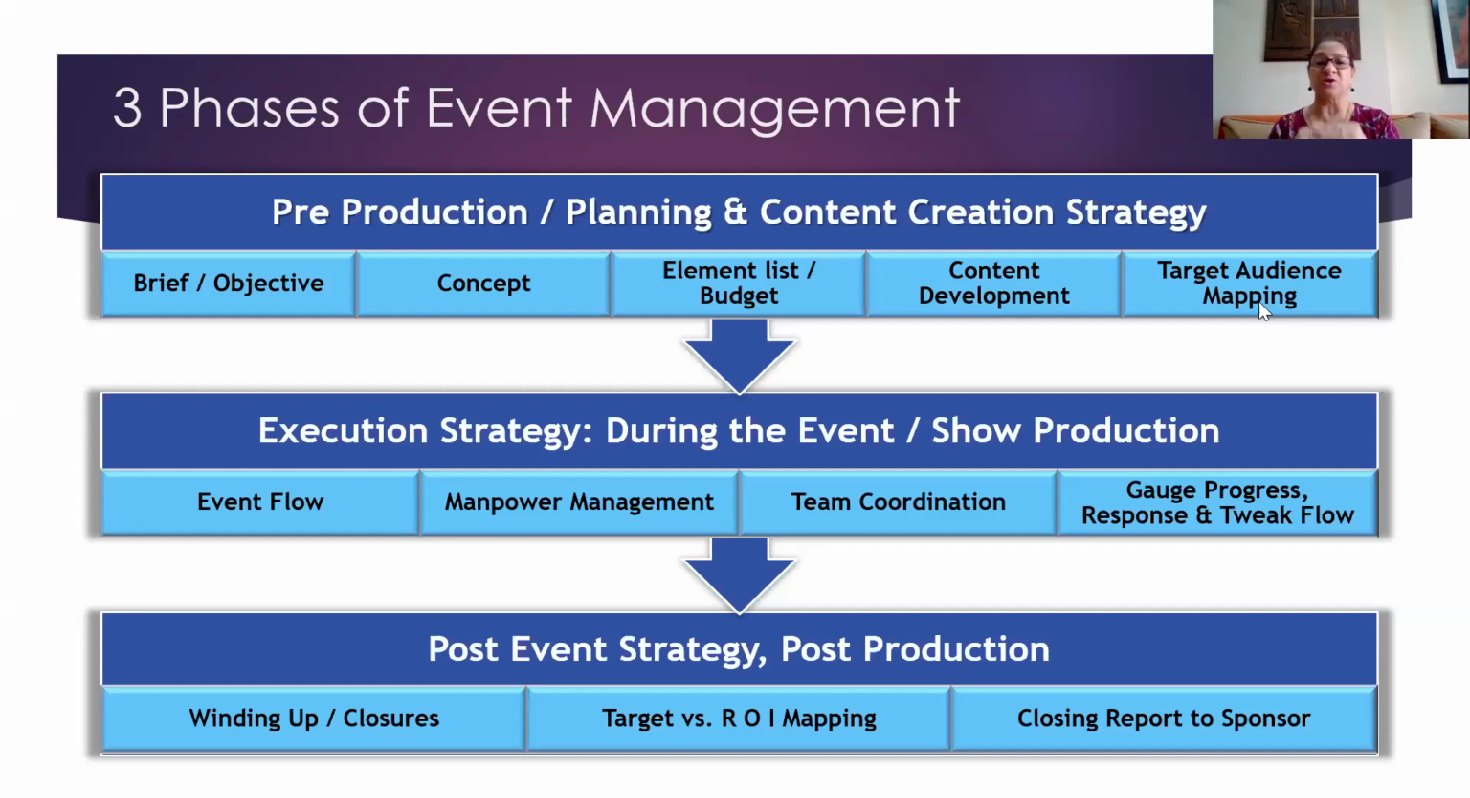This is the job of the project head, to put the whole team together and keep taking note of what each one is doing. Where are we stuck? Is there any problem? Is this not happening? If it's a ticketed event, are tickets selling or not selling? What is the feedback that is coming in? Because I'm going to my next point: check progress, response, and then tweak accordingly.